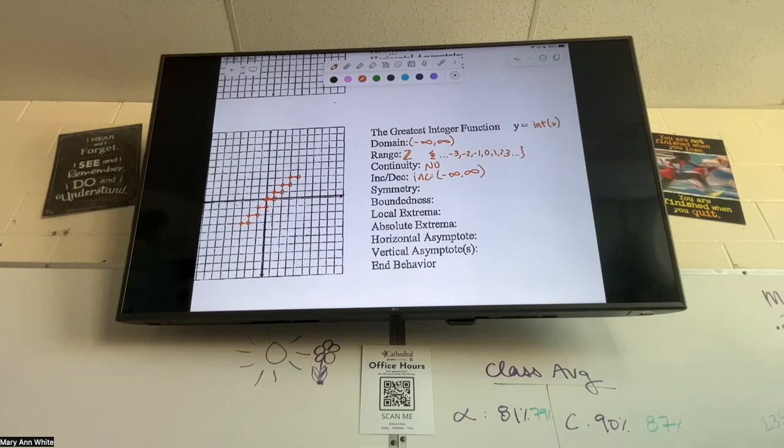Now, I know this kind of looks like the line and the cubic function and the rational function, where it looks like it could be odd symmetry because it is in the first and the third quadrant. However, I'm going to argue, based on how the closed circles and the open circles go, it is not symmetric. So this has no symmetry. In the same way, do you think this is bounded? No, it's going to keep going. It's going to keep stair stepping down forever. It's going to keep stair stepping up forever. So we're going to say not bounded.